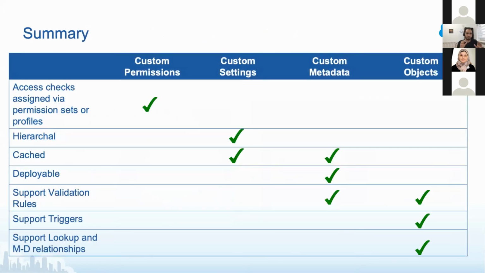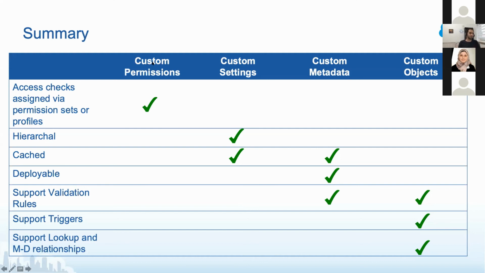If you were confused by what I have said, it was on purpose. I picked three similar things: custom settings, custom metadata, custom object, and custom permission. But if you are confused, I want you just to memorize what we have here in this slide. This is a summary of what we have said. In a nutshell, let's recap.